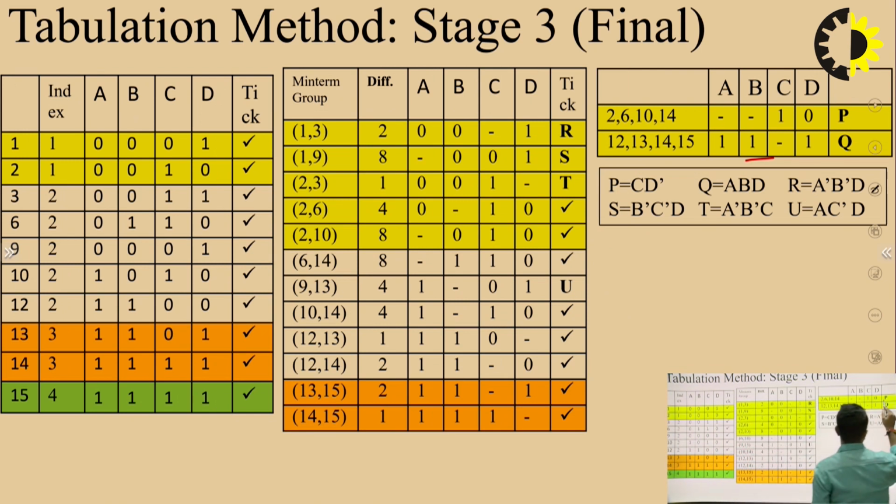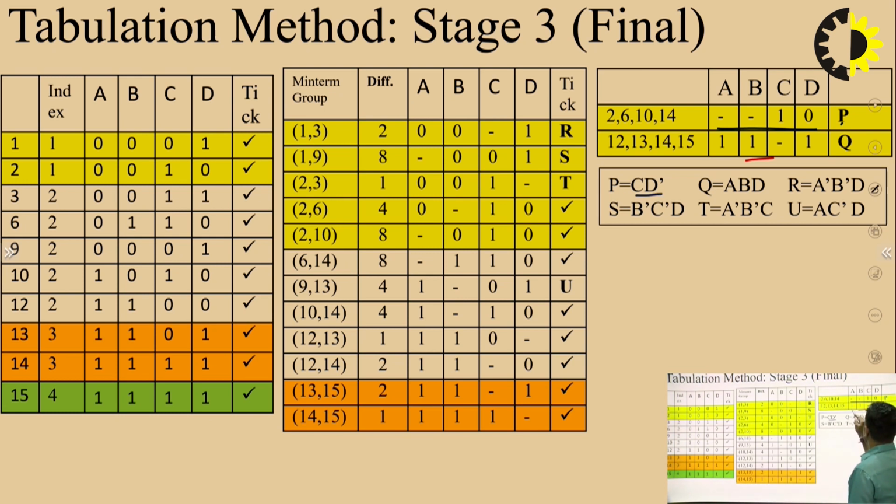In the final form, you can see here P, Q, R, S, T, U. These are the 6 terms obtained from the last stage grouping. No more further grouping is possible. And if you check, what is the value of P? A dash, B dash. That means A has been eliminated, B has been eliminated, C is 1, D is 0. So it is CD bar.